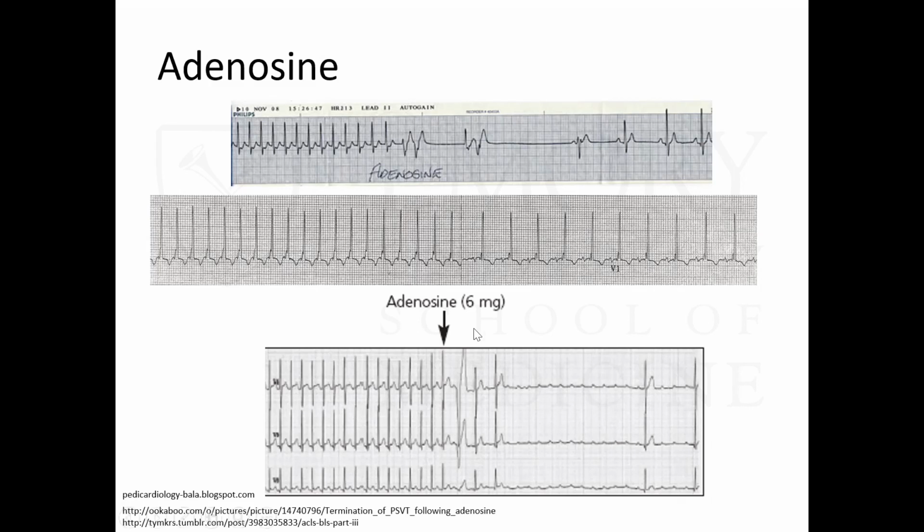But if you give it properly, you should always see AV block 100% of the time. So if you don't see AV block, try giving it again, try giving it through a better IV, bigger flush, give a higher dose, but you should always see AV block with adenosine.